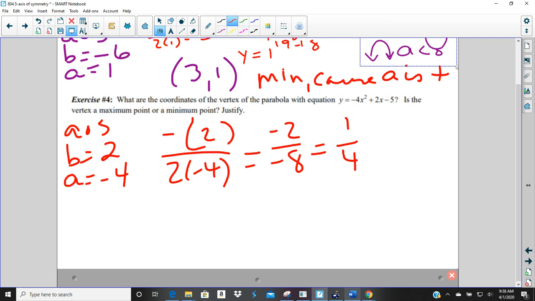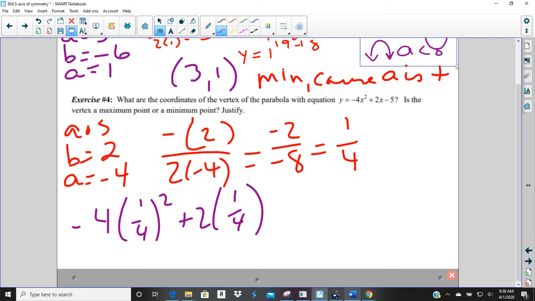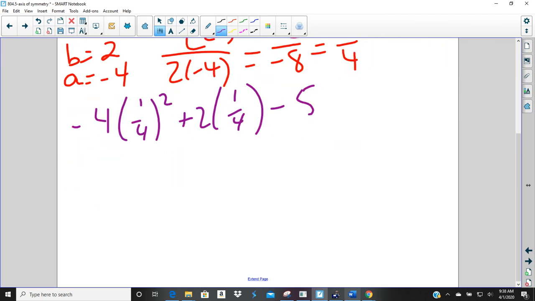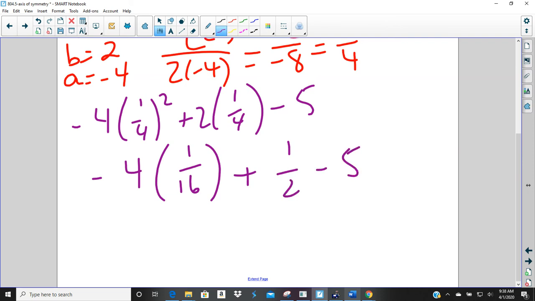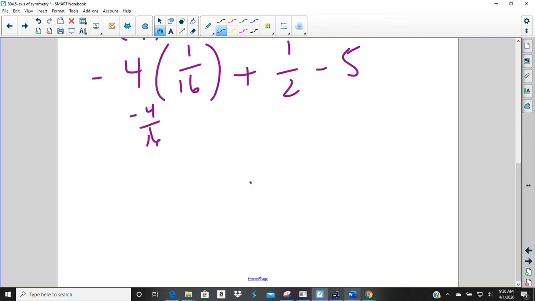No big deal. We're going to plug everything in. Let me use a different color so we can see what I'm doing. So I'm left with negative 4 times 1/4 squared plus 2 times 1/4 minus 5. So let's see if we can do this without needing a calculator. I'm probably going to need one. 1/4 squared is going to be 1 over 16, plus 2 times 1/4 is going to be 1/2. That one I can do, minus 5. Then I have negative 4 times 1 over 16, which is going to be negative 4 over 16, which I can finish up to be 1/4.